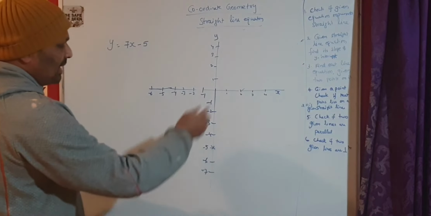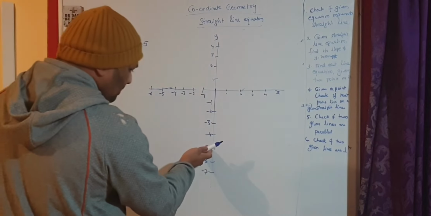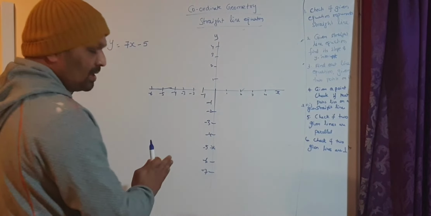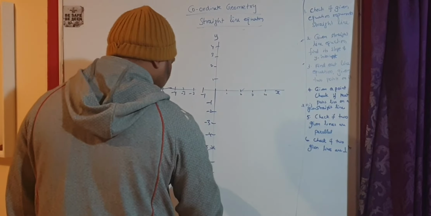And you draw some rough line. Need not be accurate. You draw a rough line that passes through this point, like this. And at the same time, it should rise. It should rise.